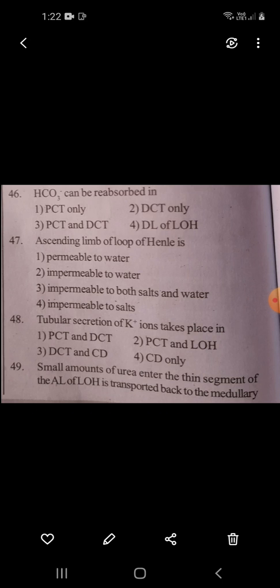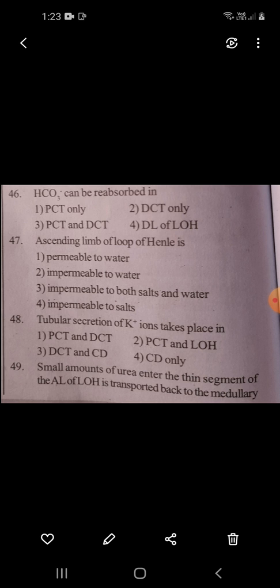Next, 47th question. Ascending limb of loop of Henle is: 1. Permeable to water, 2. Impermeable to water, 3. Impermeable to both salts and water, 4. Impermeable to salts.